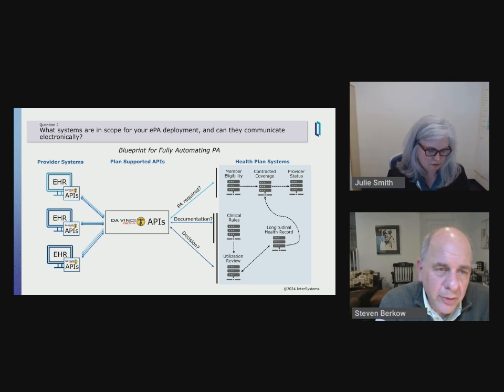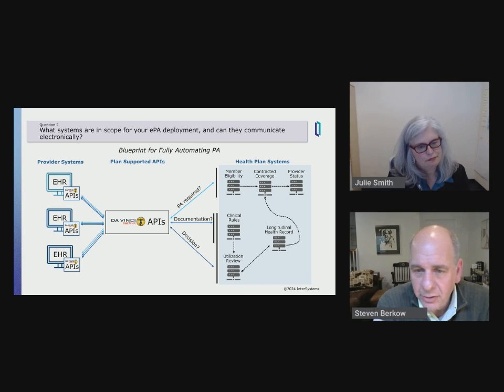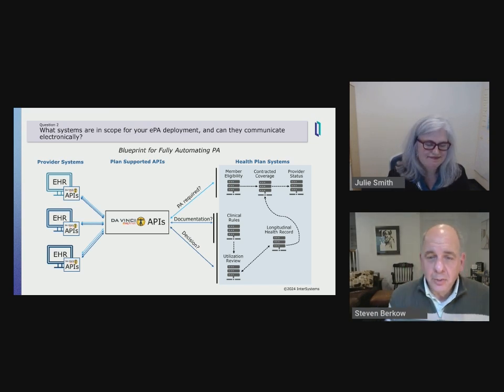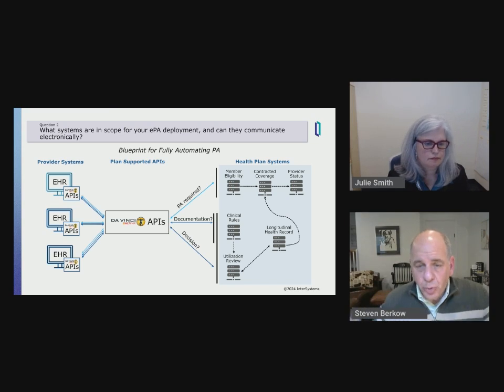So let's start over on the left, on the provider side, and we're going to zero in on the relevant provider systems. Both the rules are making a clear statement about where they want to go, and they're making that statement because, at least at the roundtables we've attended with all sorts of different provider organizations, they have made clear that they really want prior authorization to be within their EHR workflow as opposed to other provider portals. So we have these EHRs.